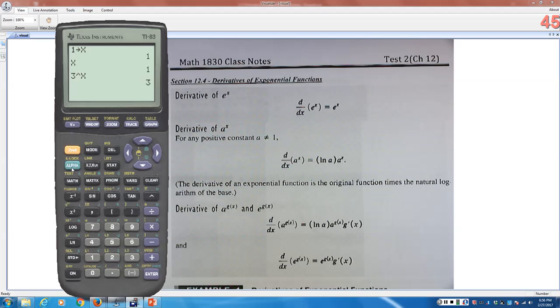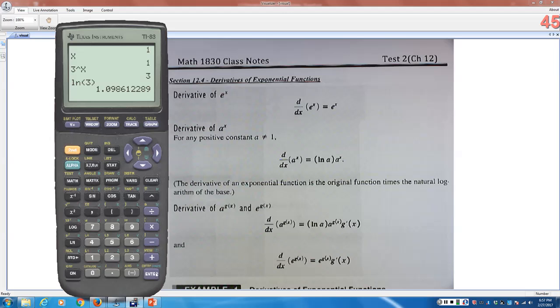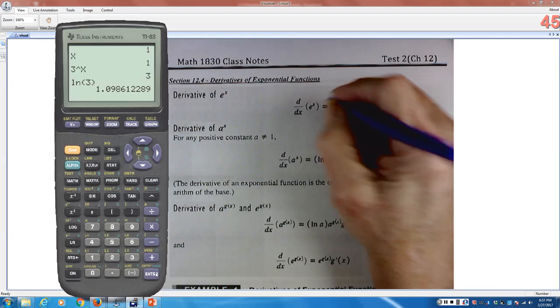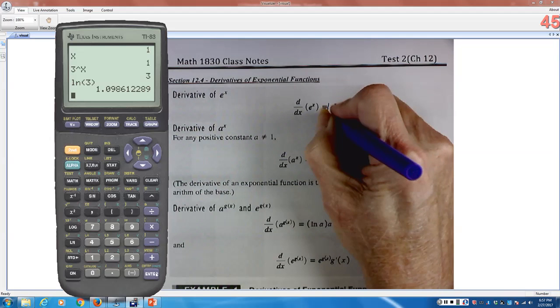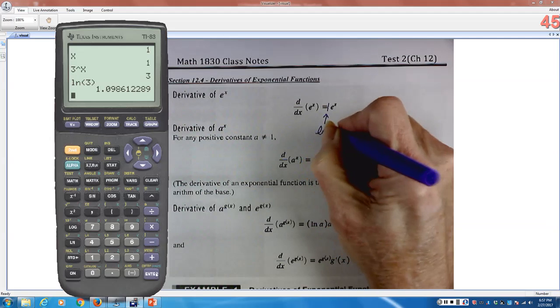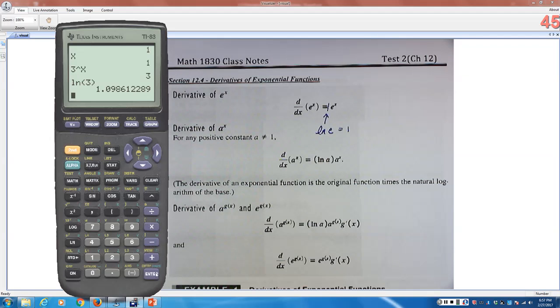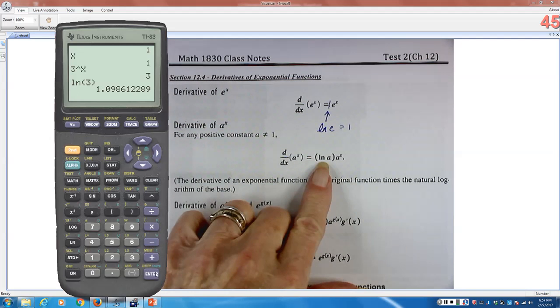But the natural logarithm of 3, once again, is 1.09 something. Okay? But the natural log of e is 1, and that's why it appears that in this it has disappeared. There really is a 1 there because the natural log of e is equal to 1. So it's really the same rule, it's just special for e because this part kind of disappears.